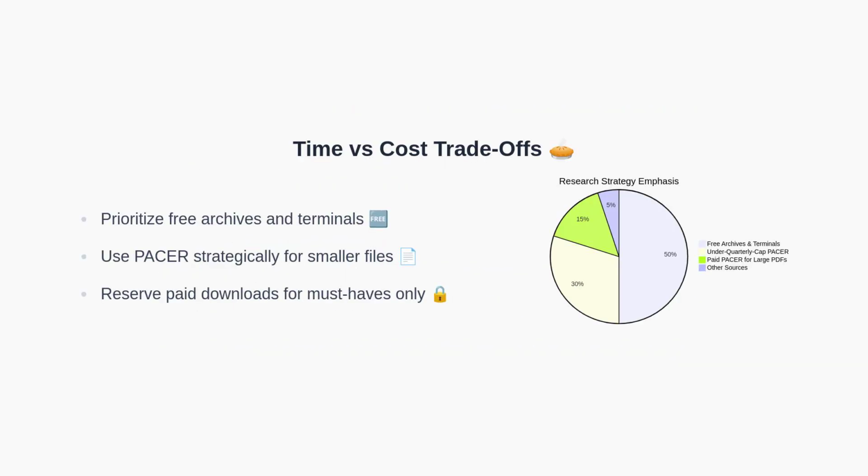This pie chart emphasizes prioritizing free archives and public terminals for the bulk of your research. Use PACER strategically for smaller documents when you can remain under the quarterly cap. Reserve paid downloads for must-have materials that you cannot get otherwise. Having looked at trade-offs, let us try one more quiz to solidify the steps.